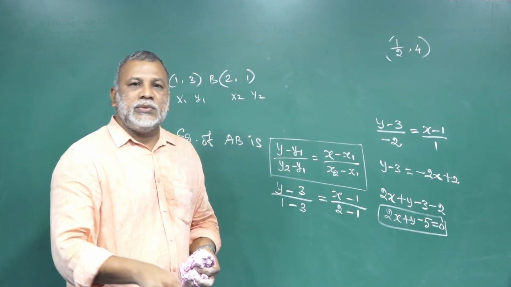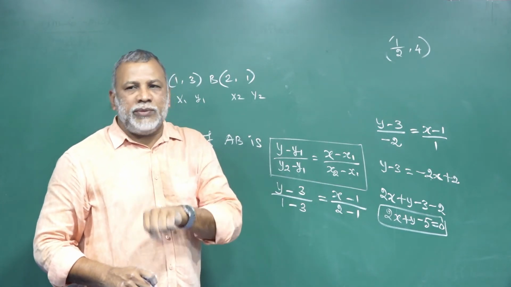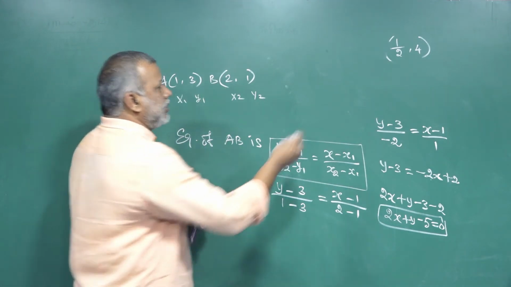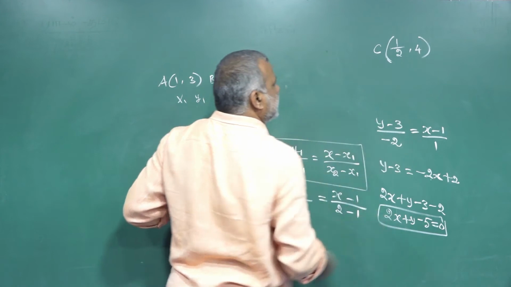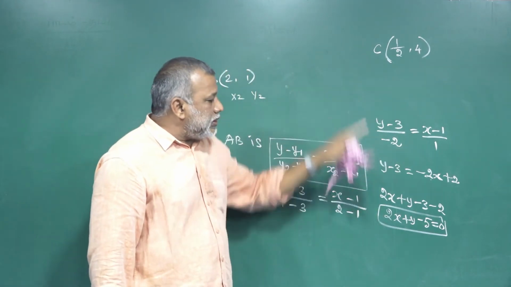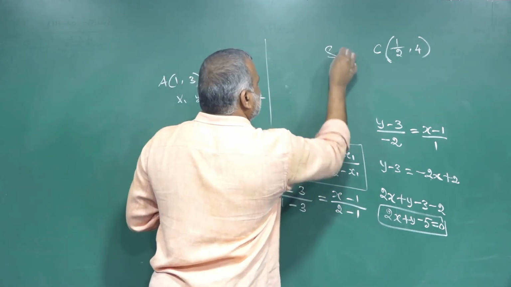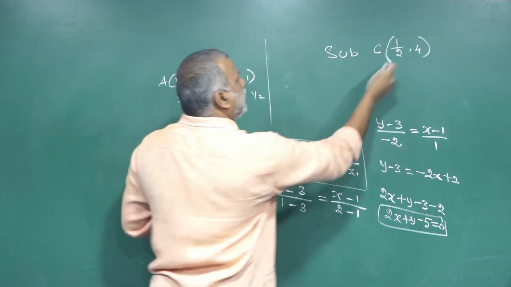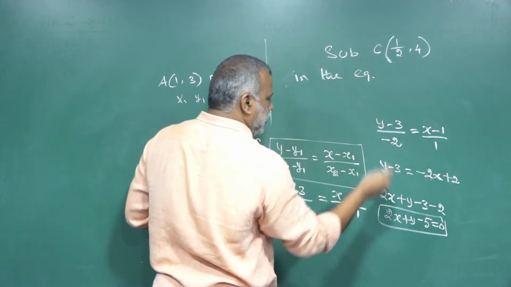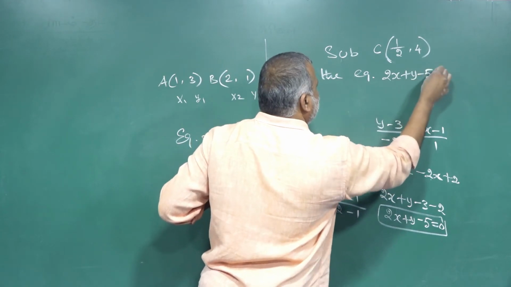Now our aim, with the help of the straight line, is to prove the given three points are collinear. We already selected two points. We still have one more point, the point C, C of (1/2, 4). Now I need to substitute. See the logic: substitute C equal to (1/2, 4) in the equation 2x plus y minus 5 equal to 0.